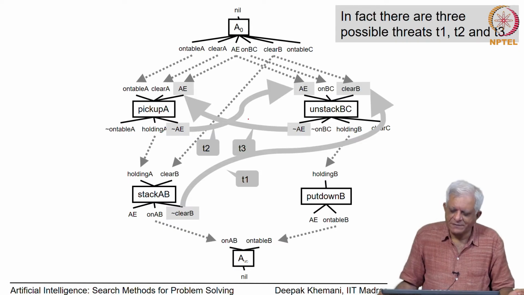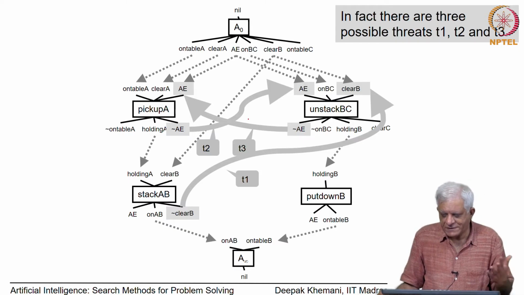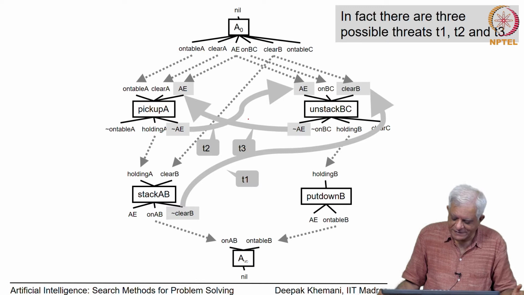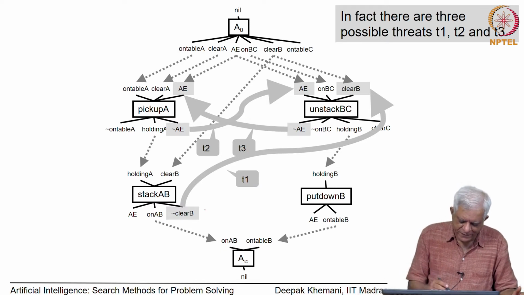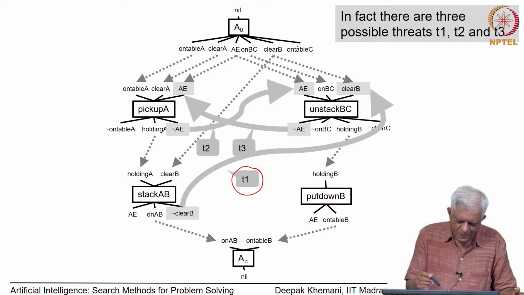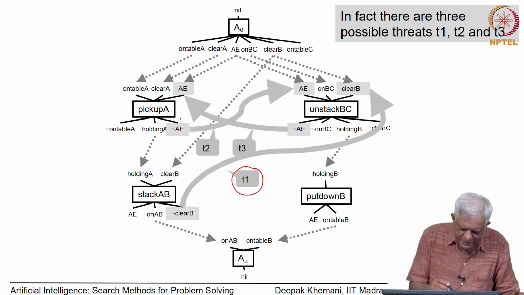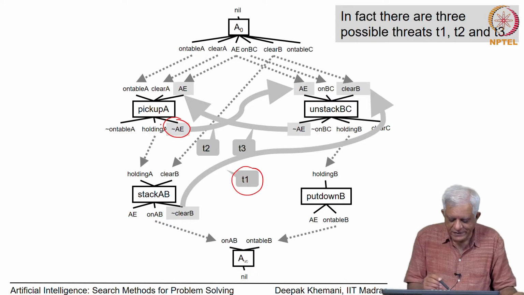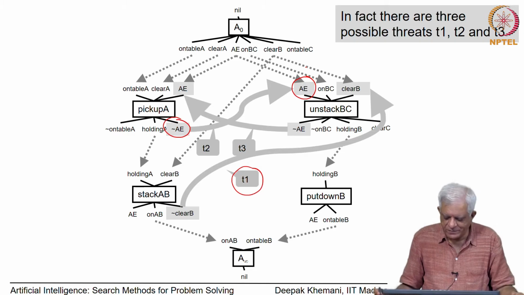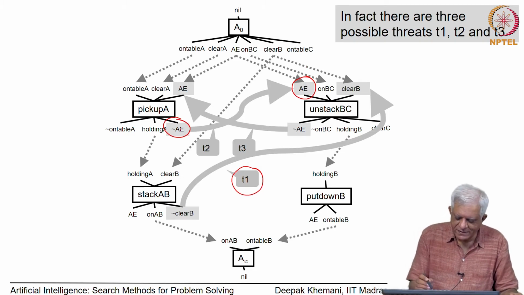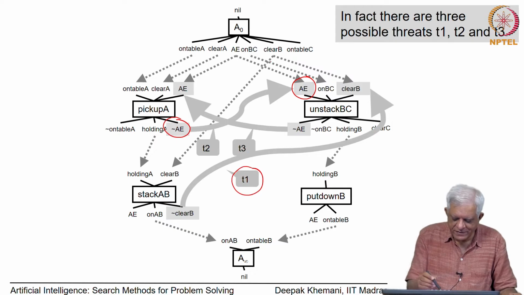So, the moment it picks up something, its arm is no longer empty, and if some other action wanted arm empty, then clearly there would be a threat somewhere, and we can see that there are 3 threats here in this case. The first one we have already identified, let us call it T 1, but there is another threat which says that pickup A also produces not arm empty, and unstack B C wanted to consume arm empty. So, pickup A is a threat for this link.